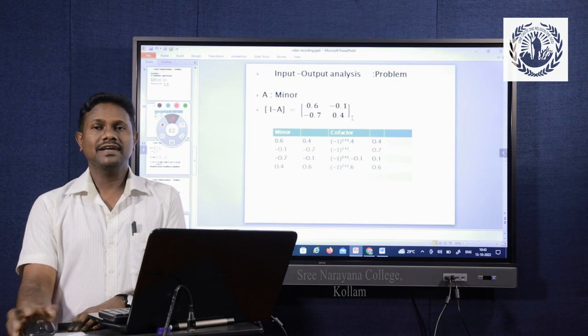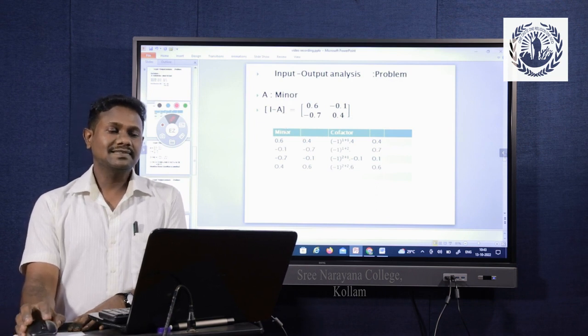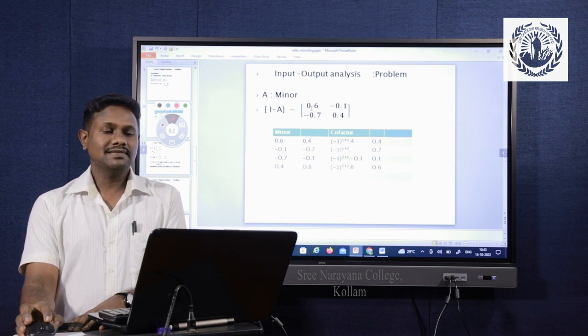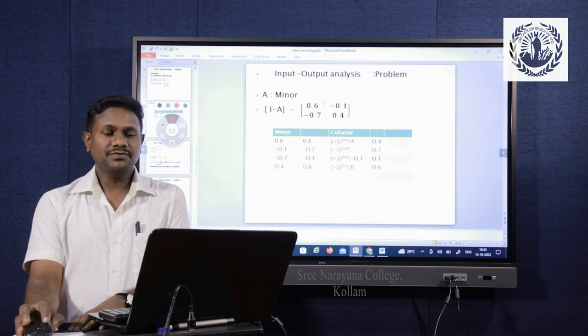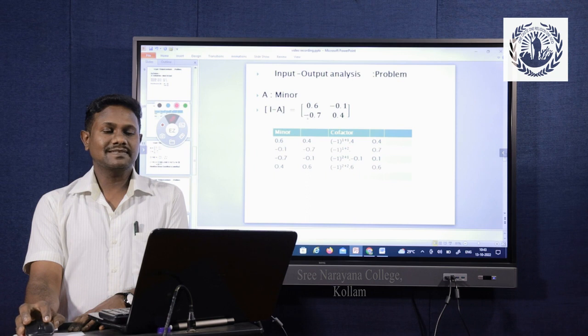How can we find the minor of this matrix? The minor of the first element, 0.6, which belongs to the first row, first column: leave the first row, leave the first column. Again, I repeat, to find the minor of 0.6, leave the first row and the first column, and the value is 0.4. This is the minor of 0.6.